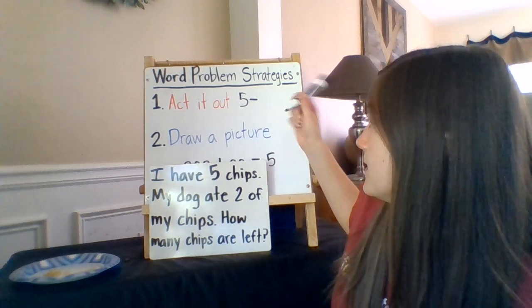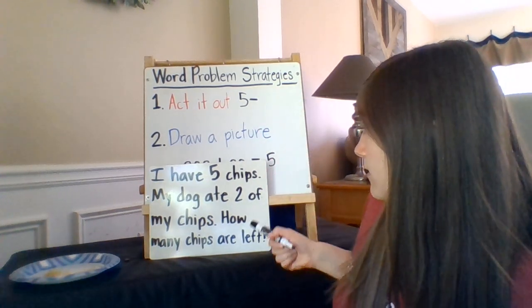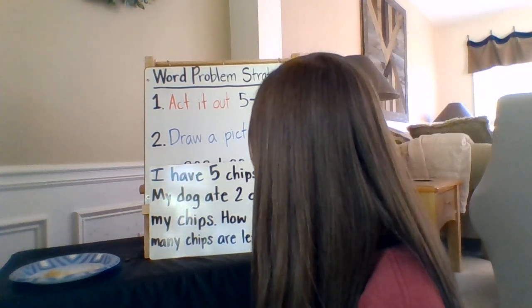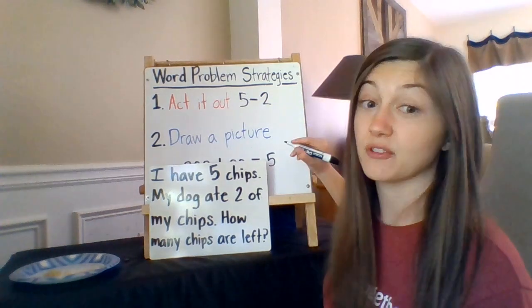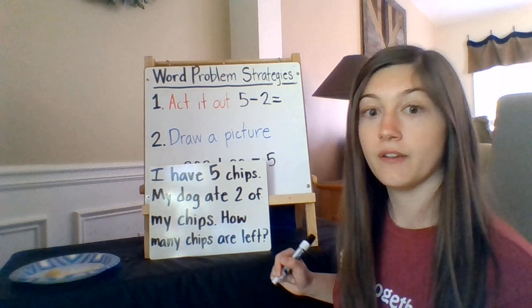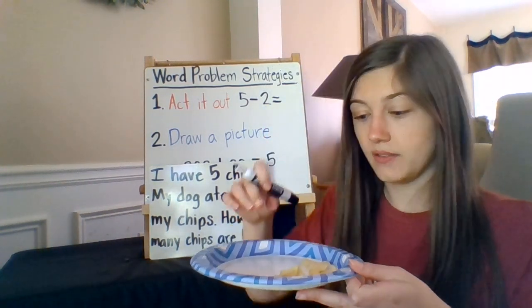So 5 minus, let's see. How many chips do we take away? My dog ate 2, so we took away 2 chips. 5 minus 2. Oh, after that, you always need an equal sign. Don't forget your equal sign. 5 minus 2 equals, let's count and see how many chips I have left over.